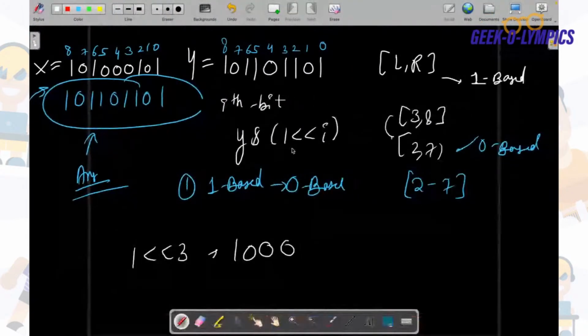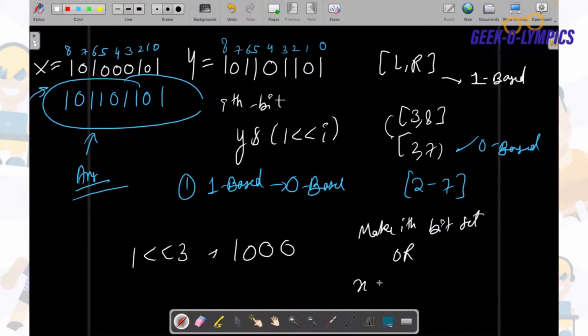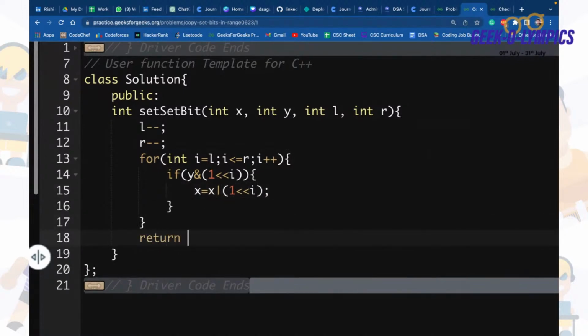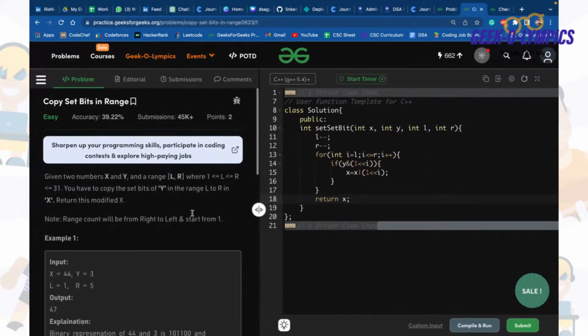To make the ith bit set, you do the OR operation. So simply you have to do the OR of x with this one left shift i. So x is equal to x OR one left shift i. And that's all. At the end, simply return your x.